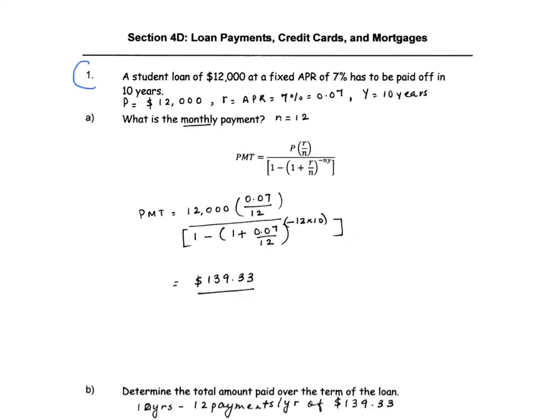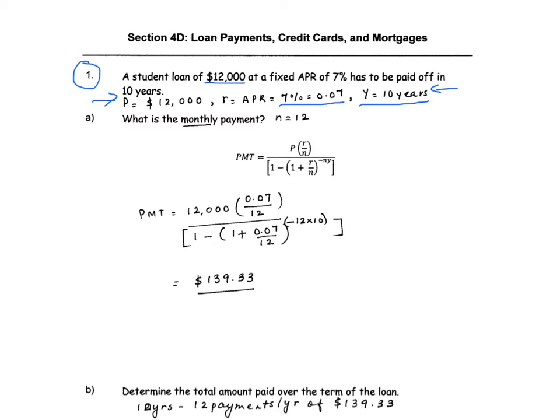So in problem 1, we have an example of a student loan of $12,000. So that's the amount of money that we borrow or the amount of money that we owe. So that is P, $12,000. The annual percentage rate is 7%, so it's 0.07. The number of years in which we plan to pay off this amount is Y, which is 10 years. Just remember that this is always in years. So the first question is, what is the monthly payment?